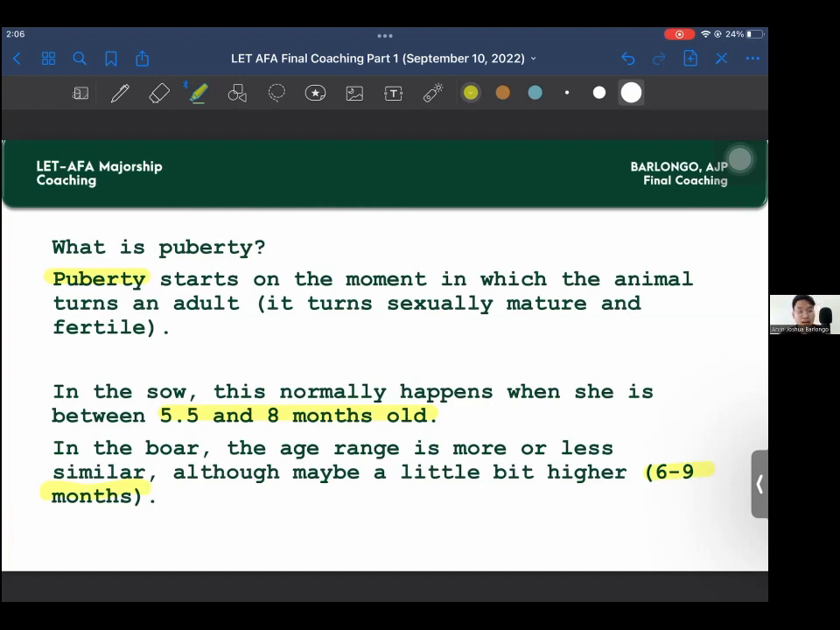So bakit mahalagang alam to ng isang animal breeder or bakit alam dapat to ng isang farm manager? Para alam niya kung kailan magiging productive yung farm niya, kailan pwedeng ipag-mate yung dalawang hayop. Ganyan. So that is something that a farm manager needs to know. Okay.